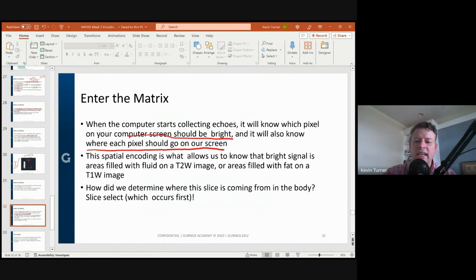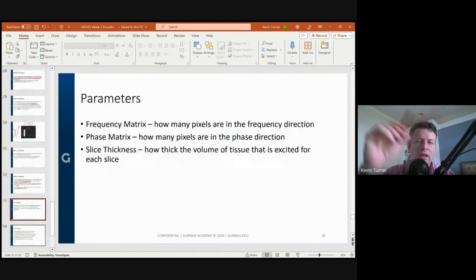So how do we determine where the slice is coming from in the body? The slice select, which is the first thing we do, right? It's the first thing we do. Okay.